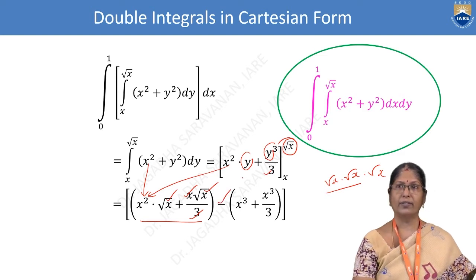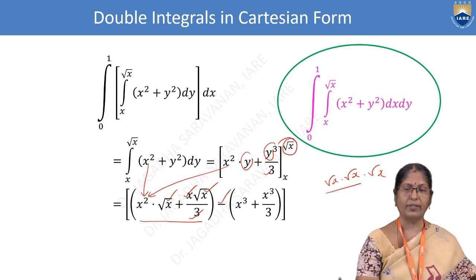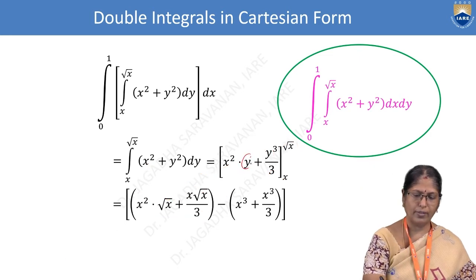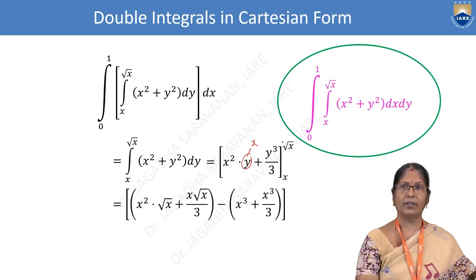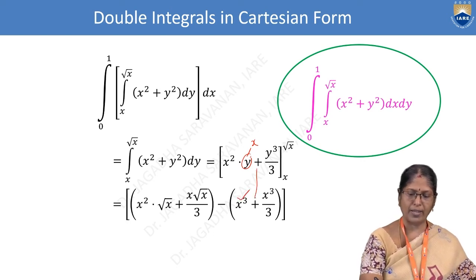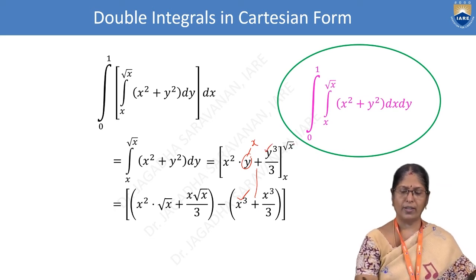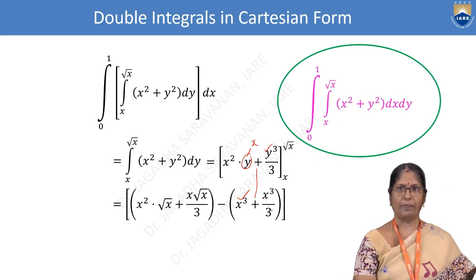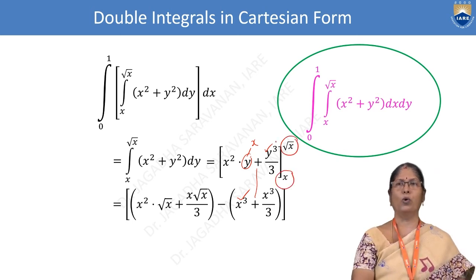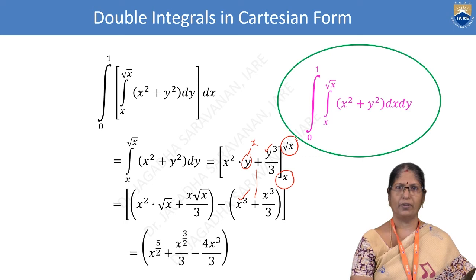Formula minus. The lower limit is x. X square is replaced by x, so x square into x is x cube. This plus is written as it is. This y is replaced, x cube by 3. So the lower limit and upper limit are both completed.